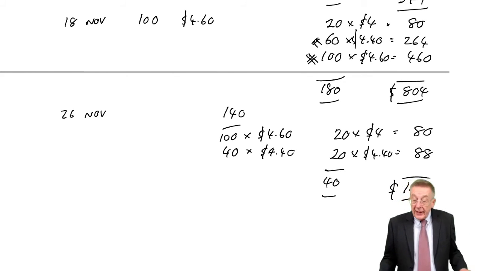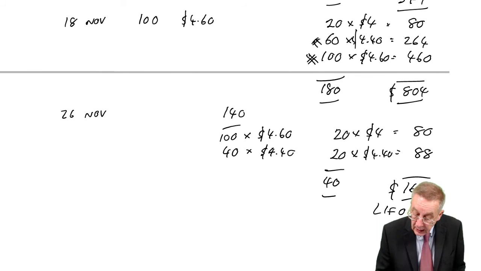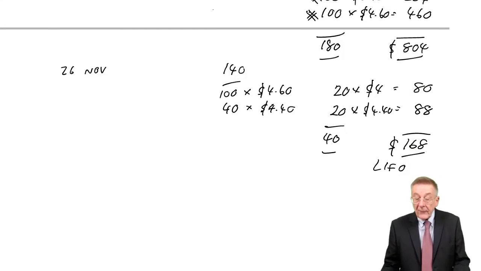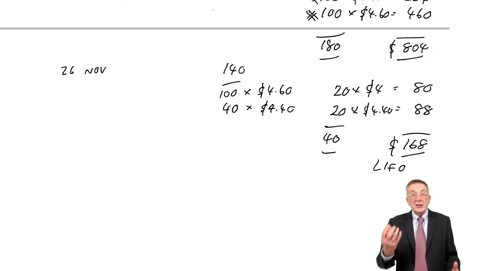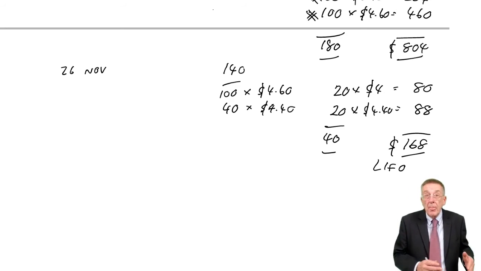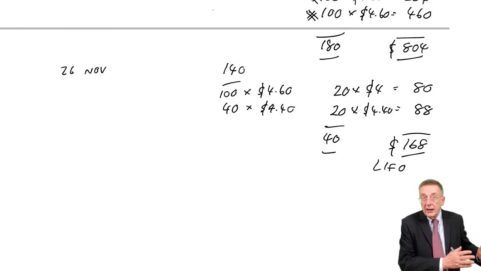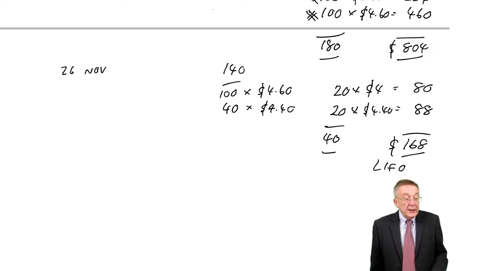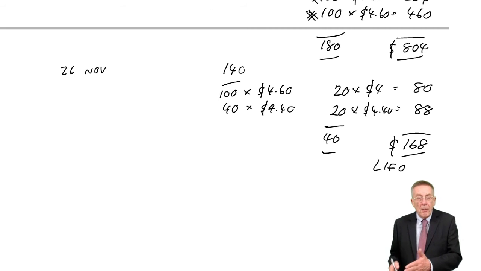And so it's a different value. What did we get using FIFO? This is LIFO, appreciate. Using FIFO, we got 184. Using LIFO, we got 168. It's not a question of which is wrong, which is right. It's up to us to decide how we're going to value. And sensibly, we'll do it the same way each month or each year. We don't keep changing. And also, it should make sense that LIFO is giving us a lower value here.